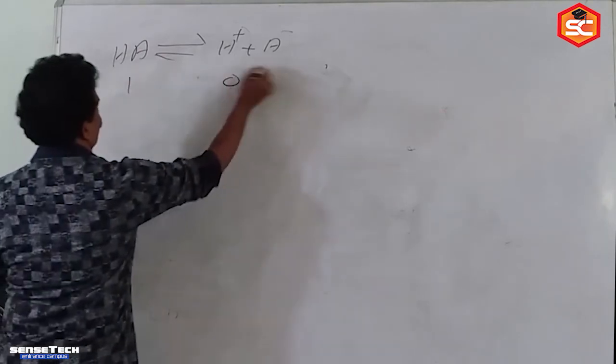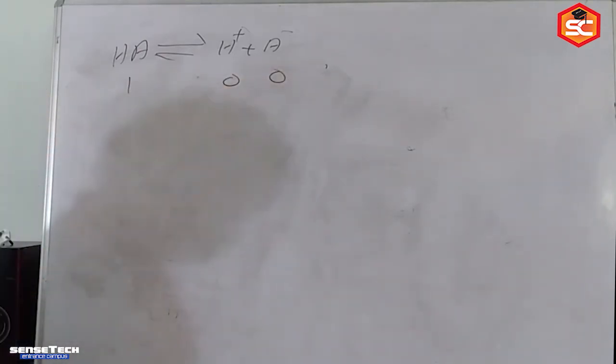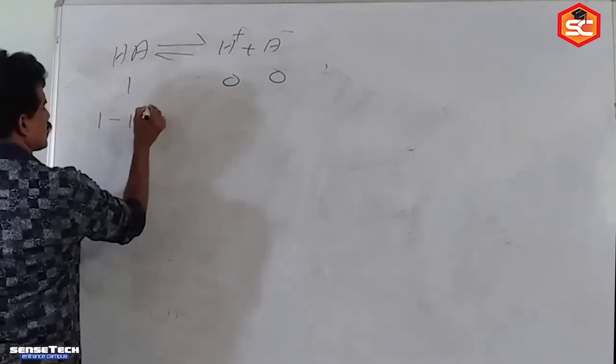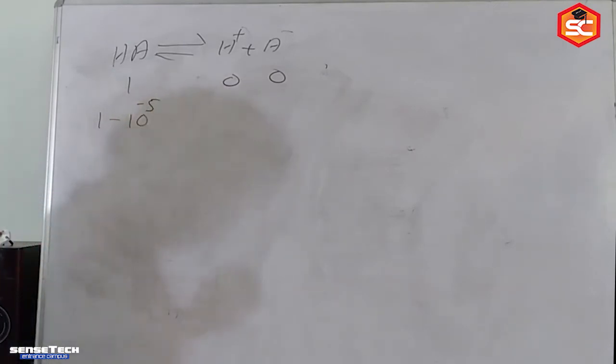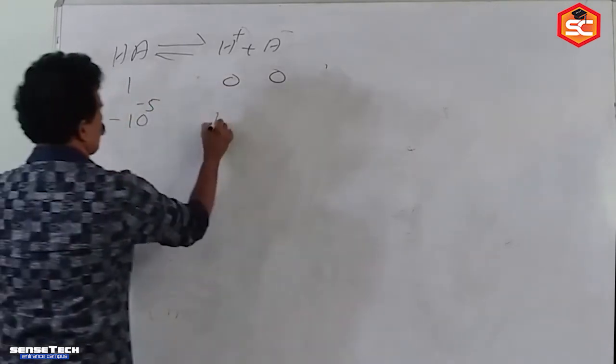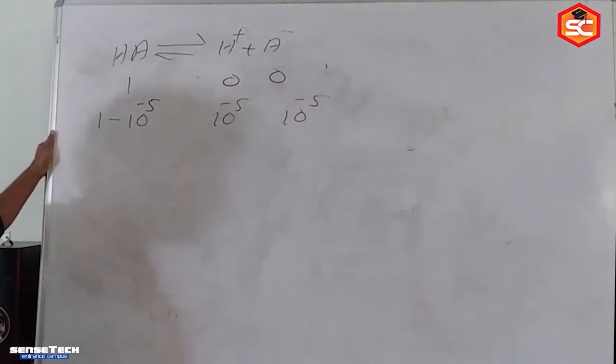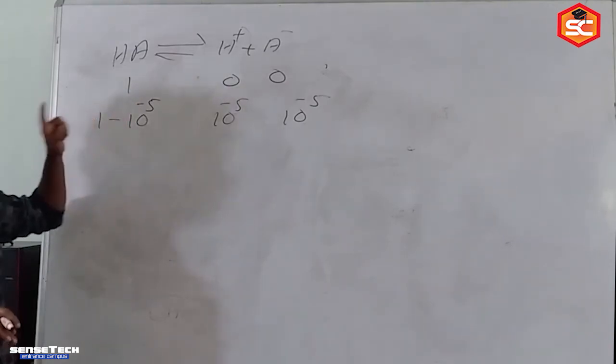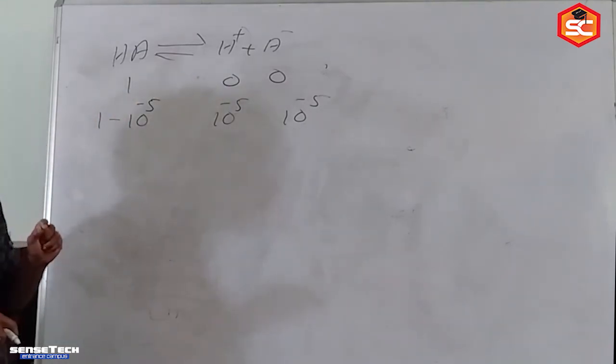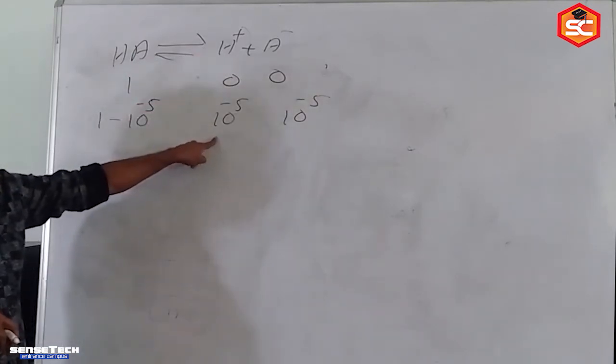First we are taking 1 mole. How many moles will be dissociated? The pH of the 1 molar solution is 5. pH 5 means what is the concentration of H plus ion? 10 to the power minus 5. So 1 minus 10 to the power minus 5 will remain. And H plus formed will be 10 to the power minus 5, and A minus also 10 to the power minus 5. Here the pH is given for the solution, pH 5, and the H plus ion concentration is 10 to the power minus 5.